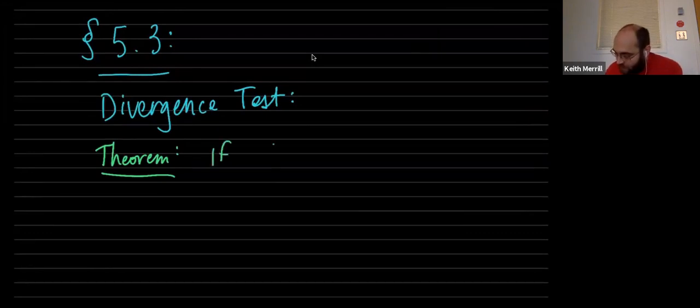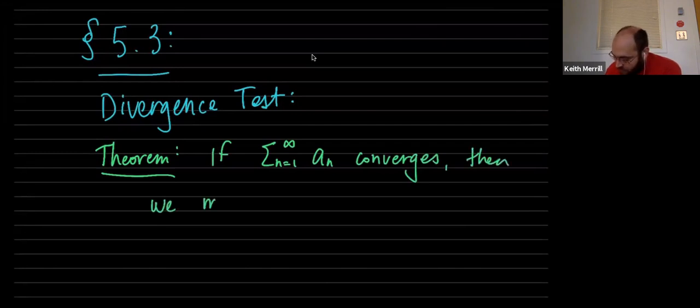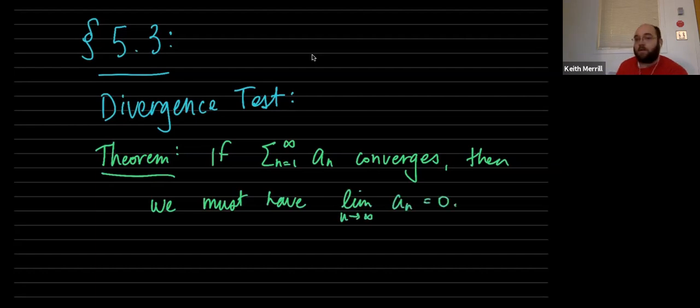If the infinite series of a_n converges, then we must have that the a_n themselves as a sequence. That's a little bit weird because we don't often talk about the terms of the series as a sequence, but if we do, the limit must tend to zero.